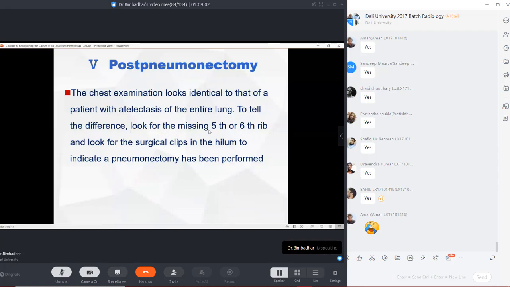You can almost see that there is a deviation of the trachea. You see here, there is a right-sided deviation of the trachea. The carinal angle still is fine, but I can no longer see the bronchial shadows. Bronchus intermedius shadow is not seen.